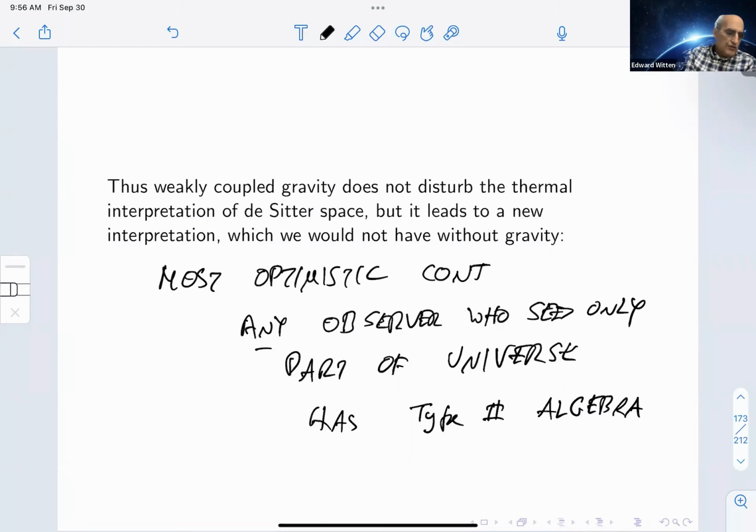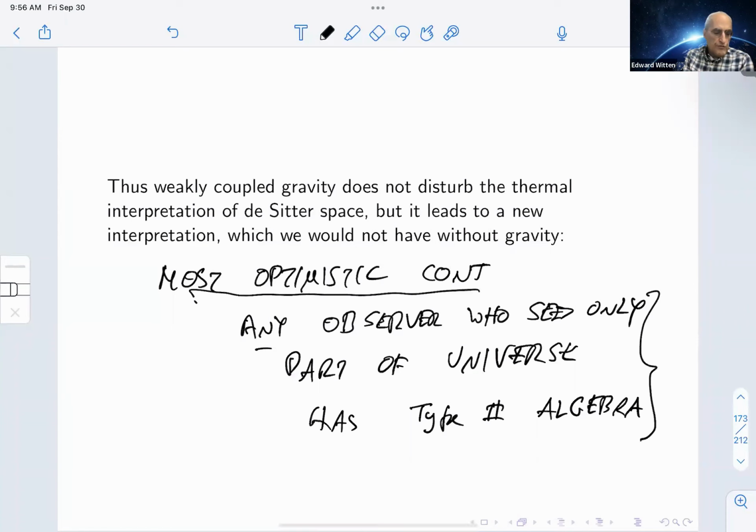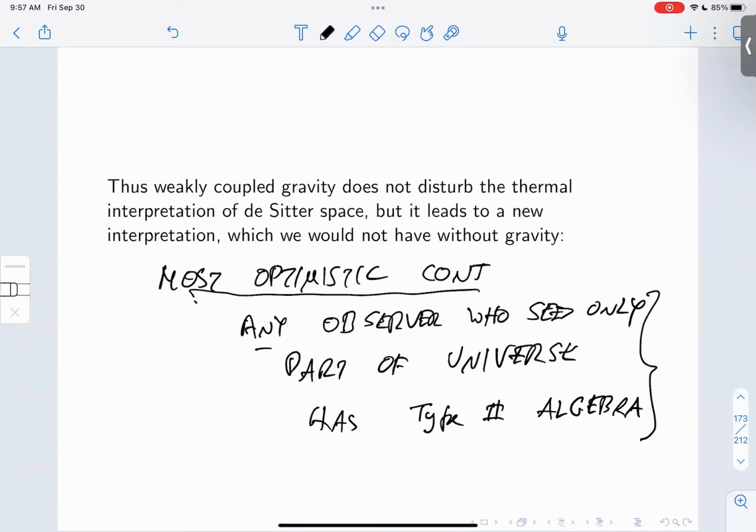Well, I've only called it a highly optimistic conjecture. If you want me to go out on a limb with a highly optimistic conjecture, then yes, I'm willing to make a highly optimistic conjecture that any observer who sees only part of the universe would describe all observations by a type 2 algebra. I don't know if that's true. That would mean that such an observer has density matrices and entropies, but no pure states. Okay, thank you. Giorgio?